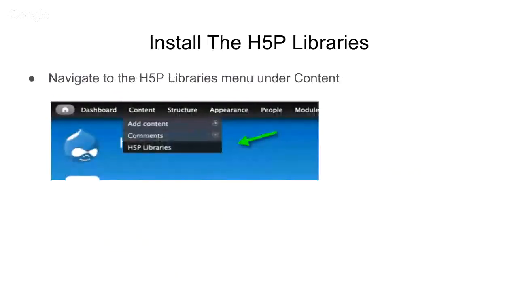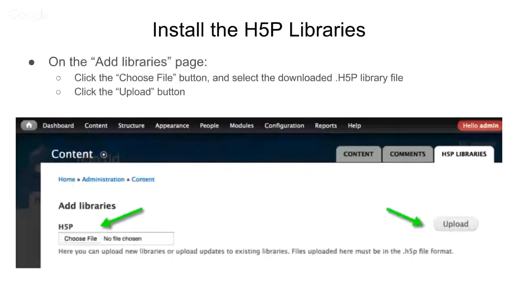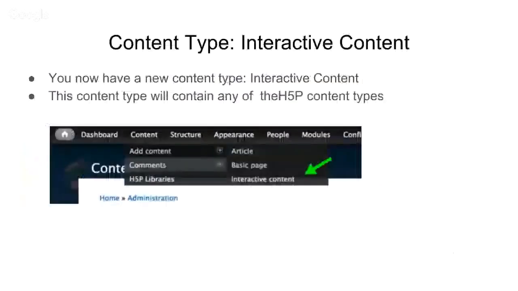Once you do that, we need to tell Drupal to install that. So again, if you were a neophyte, you would go to the content menu, and then under that menu, find the H5P libraries menu and click on that. And once you do that, you would choose the file there on our left, pointed to with the green arrow. Find the file on your local server and upload it. Voila, you now have the libraries and you have a new content type called interactive content. And again, for those who might not be familiar with that, there's an example of the interactive content appearing in our content.